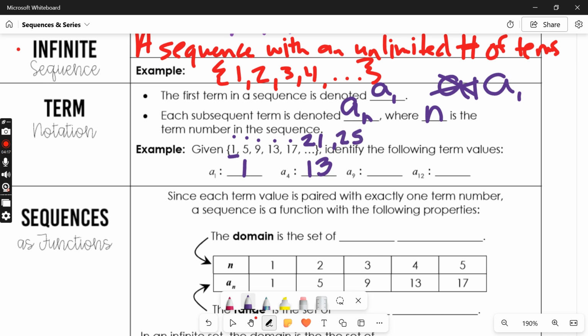And then 25, 29, and then 33. So the ninth term is 33. It wants a few more, so 37 would be the next one. 41, and then 45. So again, that's 5, 6, 7, 8, 9, 10, 11, 12. So the 12th term is 45.